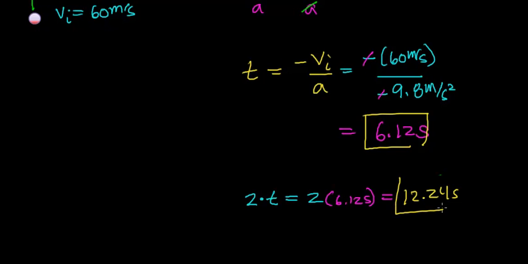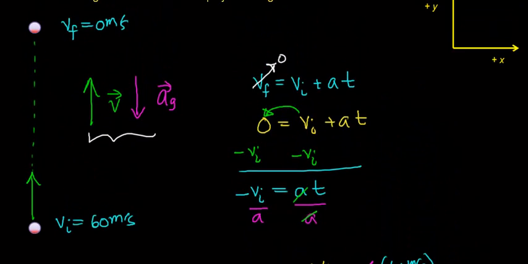So this is going to be the total time the projectile is in the air, and this is going to be the time it takes to go from the launch point all the way up to the maximum height. Now the last thing that we're going to do in this video is figure out the maximum height, that is the total distance in the upward direction that this projectile reaches.